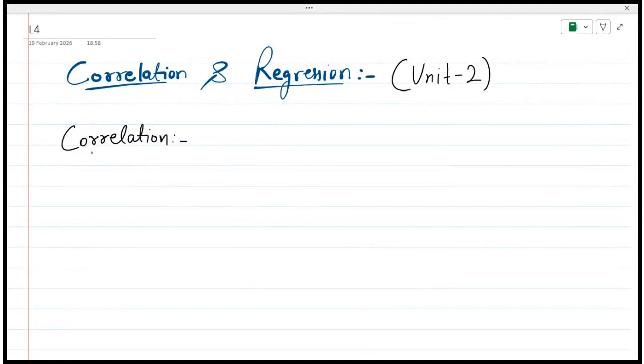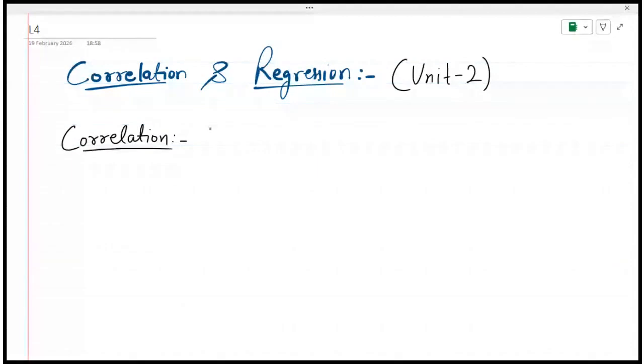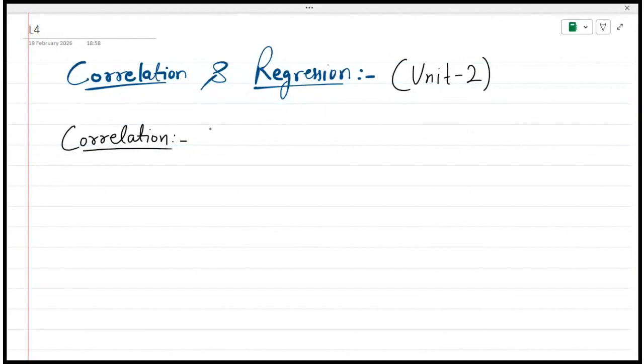So in our life, we are interested to study the relationship between maybe two things, or between three or four, or between different kinds of things we want to study. Is there any kind of relationship or not? So the first example that I always give is this one.